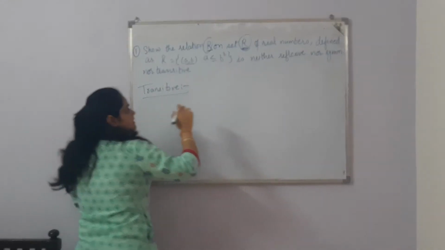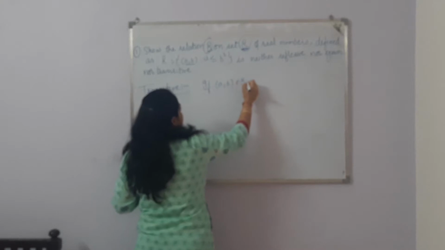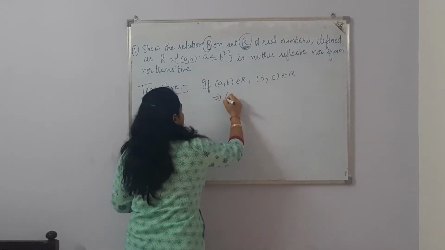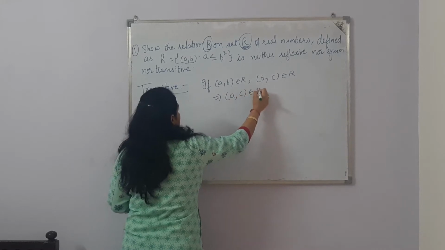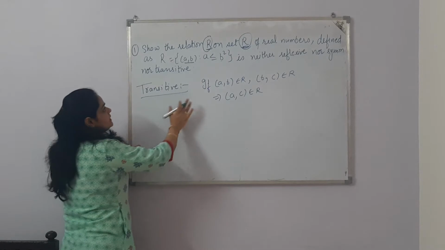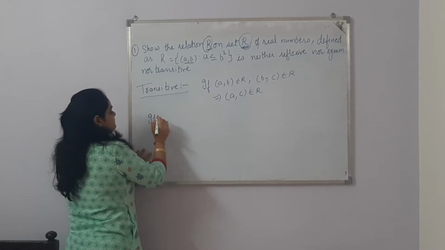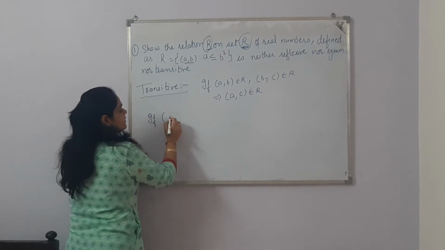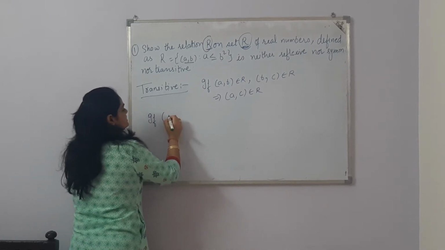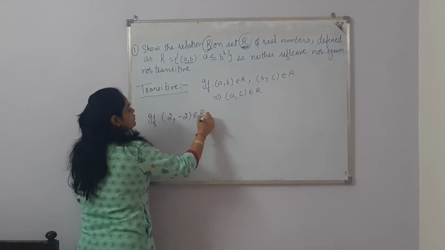What is transitive relation? If (A, B) belongs to the relation and (B, C) belongs to the relation, then we can say that (A, C) also belongs to the relation. This is the definition of a transitive relation. Now, let's take a simple example: (2, -2) belongs to R.